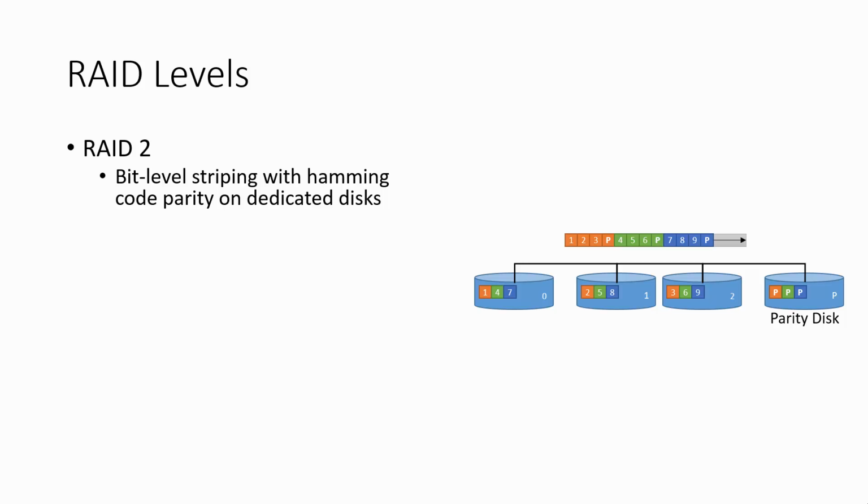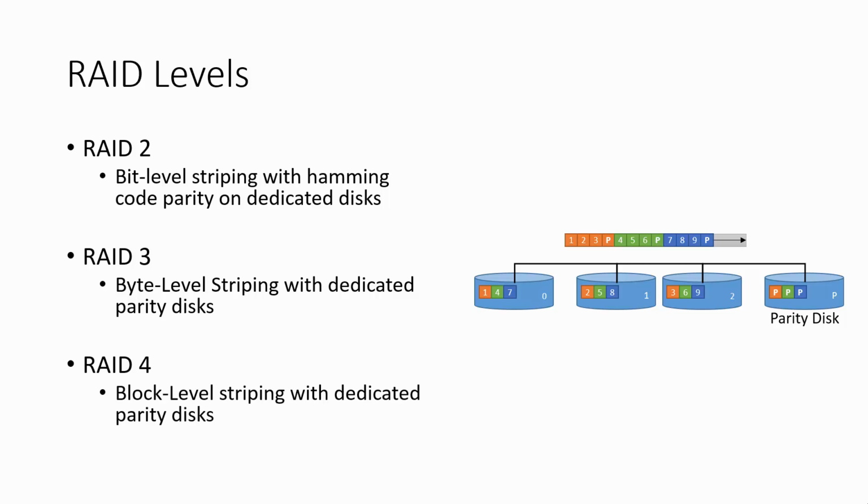So we have a file that is striped, and the striping level now is at the bit level. And then you have Hamming code that is generated and stored on a special, additional disk known as a parity disk. In RAID 3, the level of striping is increased from bit to byte, and you still have dedicated parity disks. And finally, in RAID 4, you go to block level striping with dedicated parity disks.